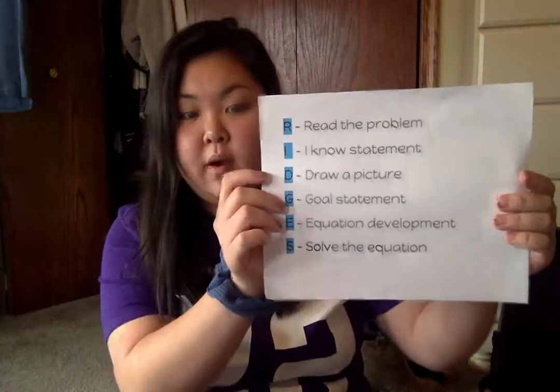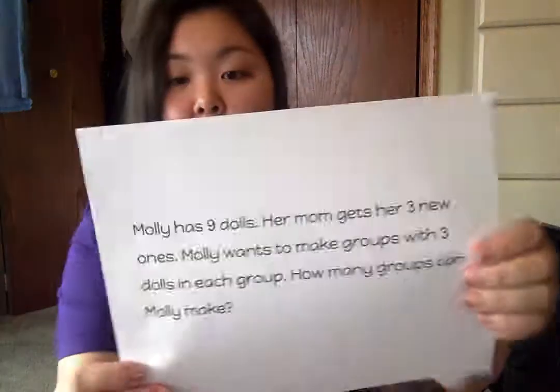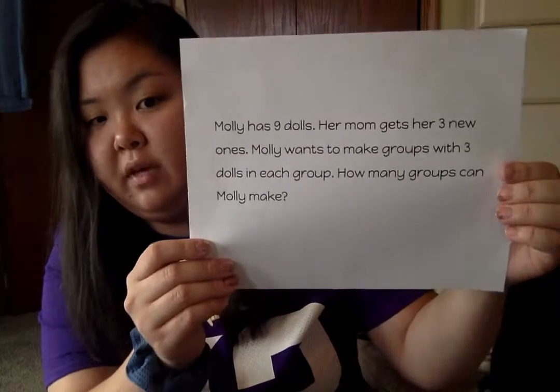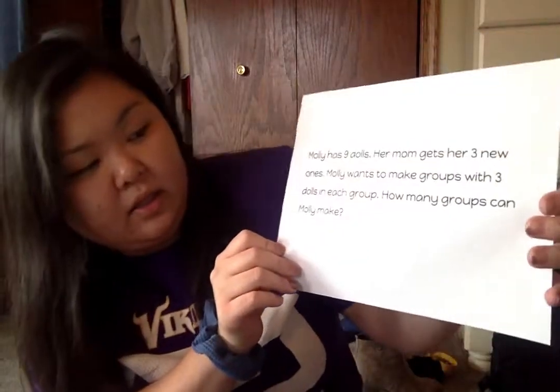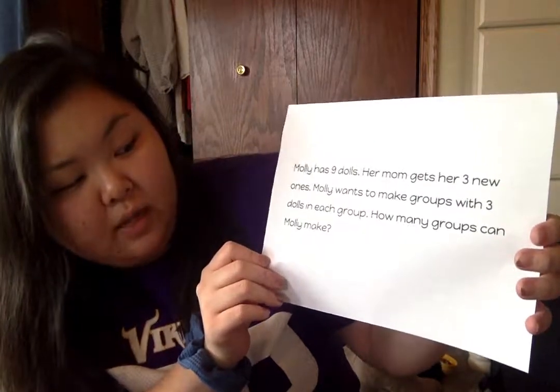So now we're going to do a different problem and still use RIDGES to help us solve our new problem. So now let's read the problem. Molly has 9 dolls. Her mom gave her 3 new ones. Molly wants to make groups with 3 dolls in each group. How many groups can Molly make?